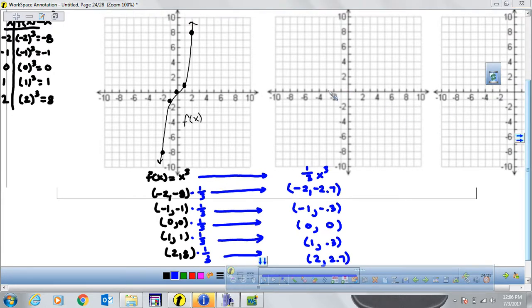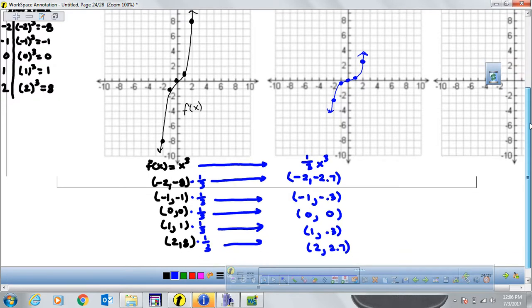So we got (-2, -2.7), which is going to be somewhere in here. The next one is (-1, -0.3), somewhere in here. The next one is (0, 0). The next one is (1, 0.3), somewhere in here. The next one is (2, 2.7), which is going to be somewhere in here. And this is what a vertical shrink looks like. Vertical shrink or vertical compression, we call it either way. And it keeps on going this way.